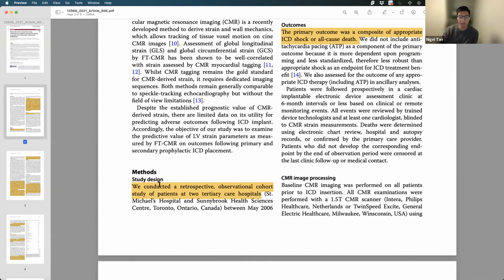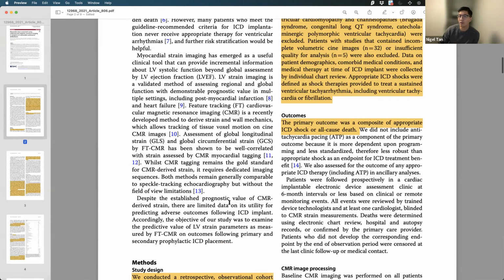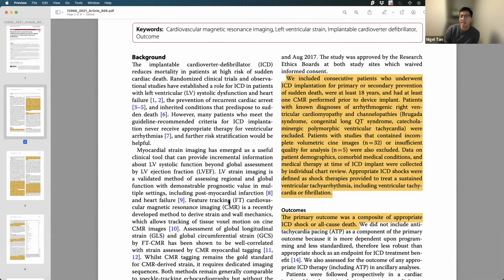hospitals in Canada, both in Toronto, St. Michael's Hospital and Sunnybrook Health Sciences Center. The patients were enrolled between 2006 and 2017, and there were consecutive patients, all of whom ended up undergoing an ICD implant for either primary prevention, i.e. prevention of sudden death, or secondary prevention. They actually sustained malignant ventricular arrhythmia or out of hospital cardiac arrest and subsequently were resuscitated.